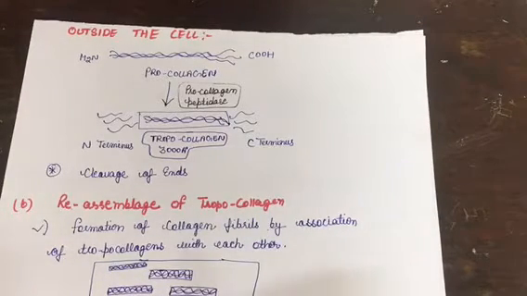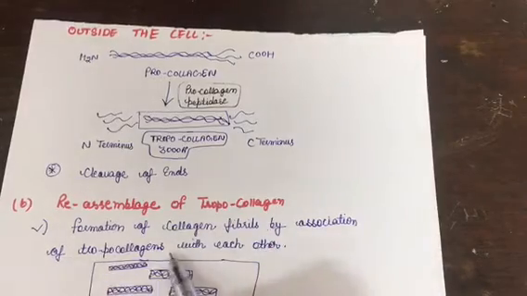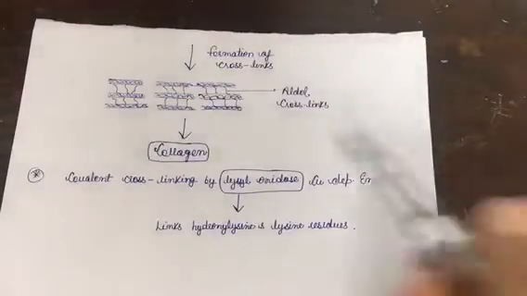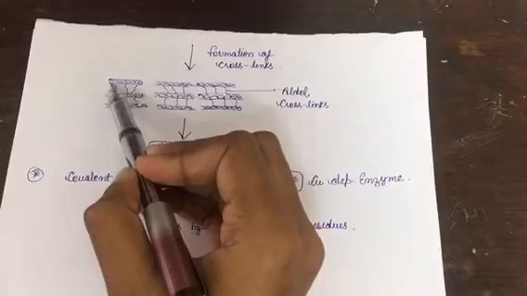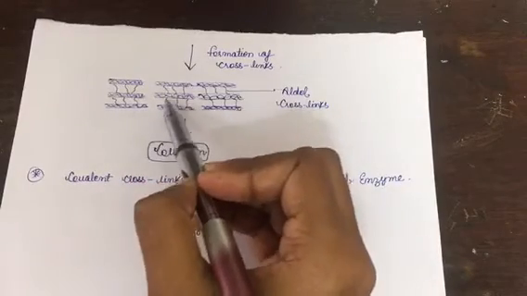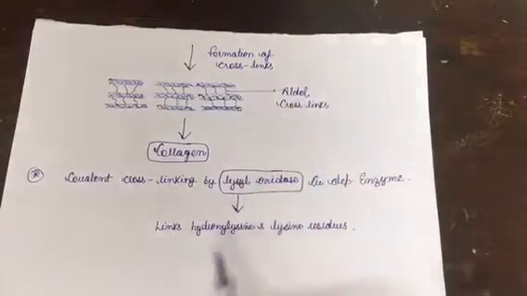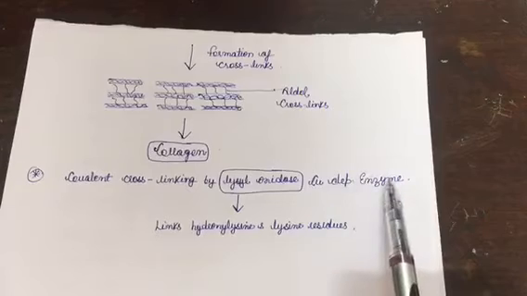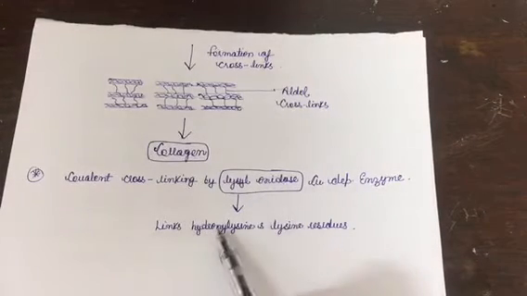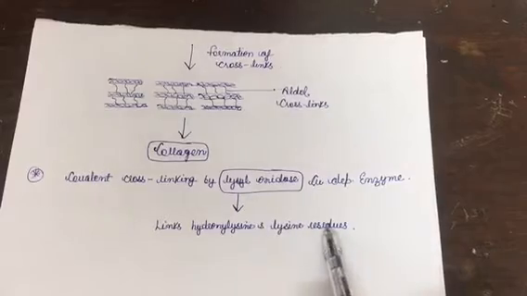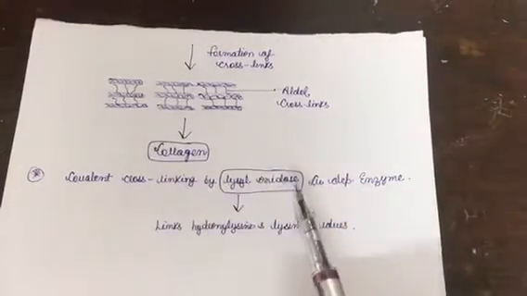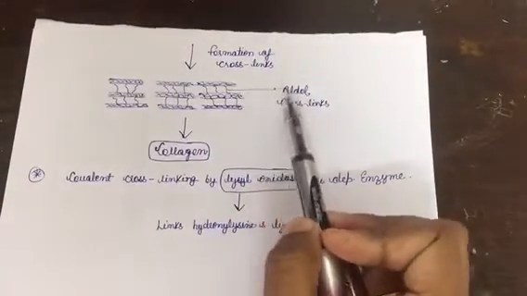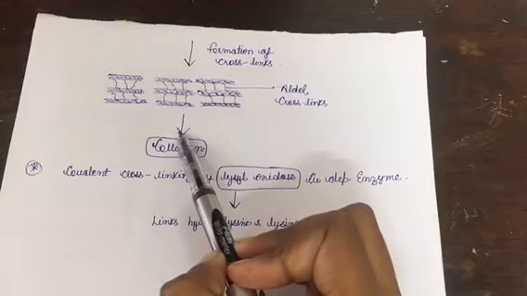This formation of collagen fibril happens by association of tropocollagens with each other. So then later on, formation of cross-links. As we can see, cross-linking is going on there. Aldol cross-links. Covalent cross-linking by lysyl oxidase, and this lysyl oxidase is a copper-dependent enzyme. And this lysyl oxidase links hydroxylysine and lysine residues. And in some places, histidine, very rarely, but histidine is also cross-linked. So after these aldol cross-links, the final product which is formed is called collagen.